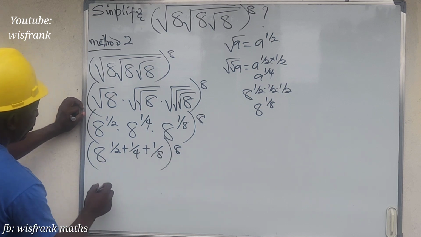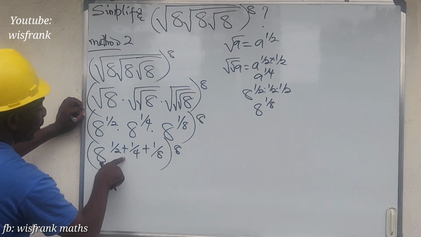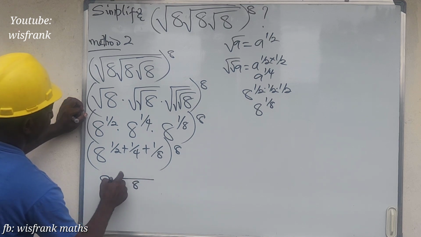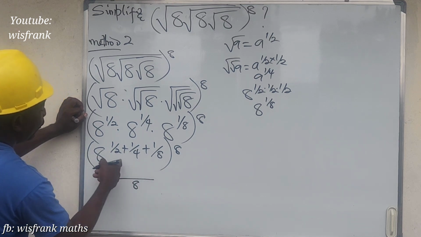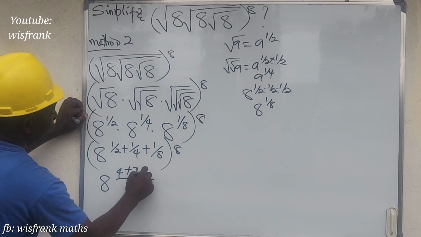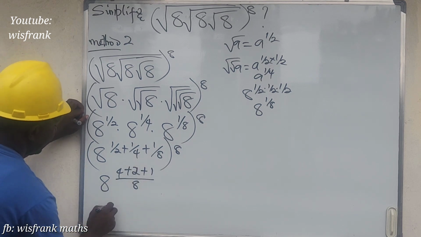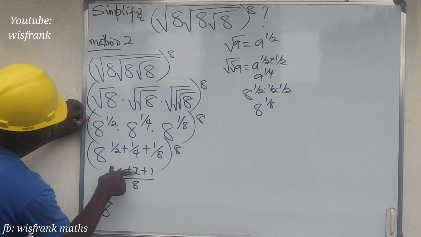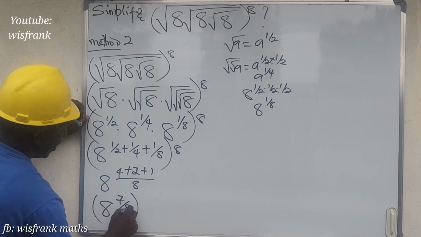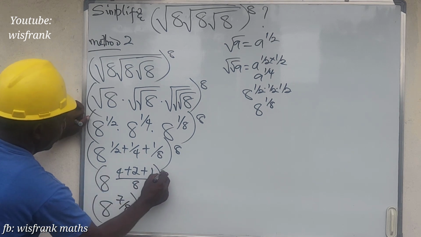In this situation, we have 8 to the power of, looking for the LCM of this. The LCM of these 3 is going to be 8. So 8 divided by 2 is 4, 4 times 1 is 4. We have 8 divided by 4 is 2, 2 times 1 is 2. Then 8 divided by 8 is 1, 1 times 1 is plus 1. So we have here 8 to the power of 4 plus 2 plus 1, which is 7 over 8, all to the power of 8.